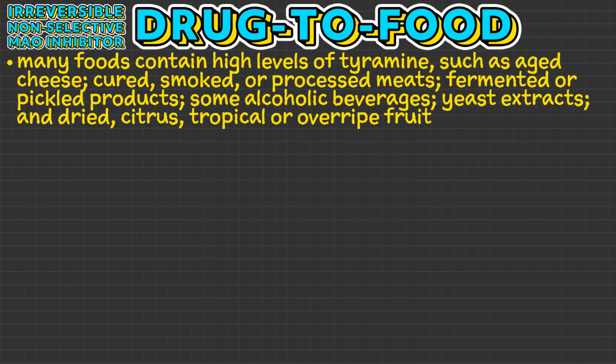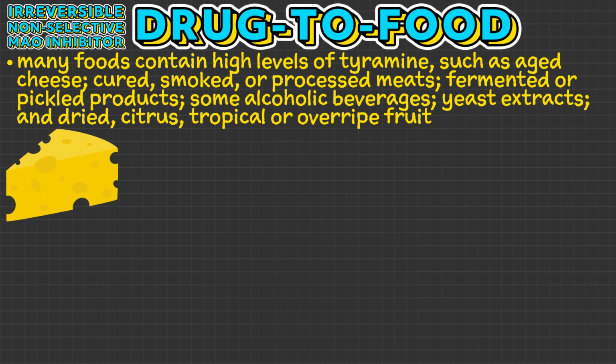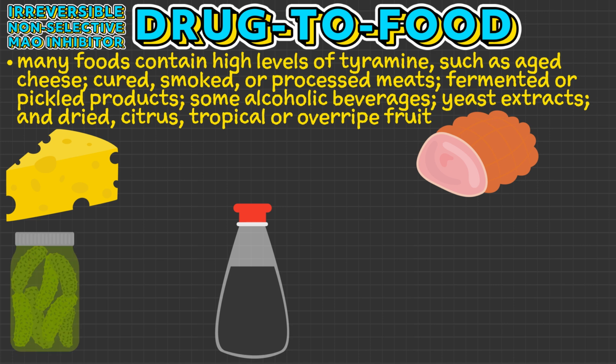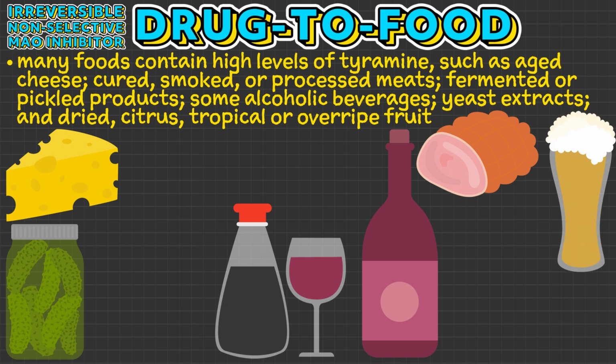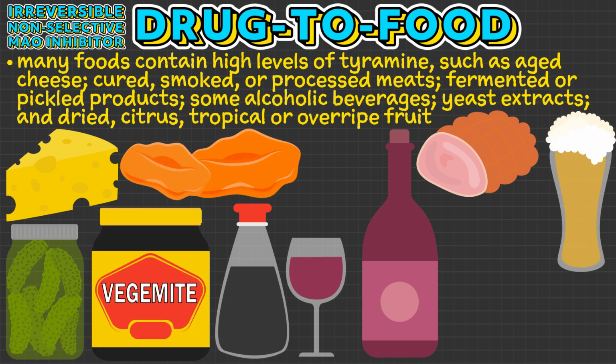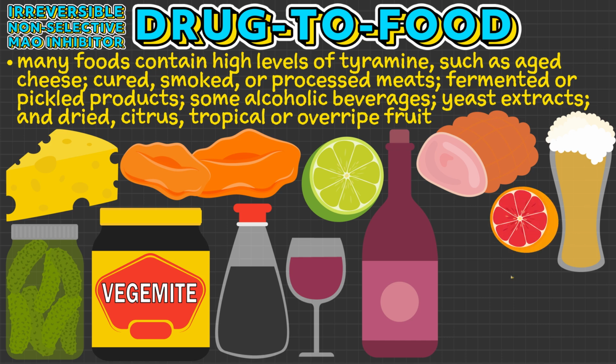Unfortunately, many foods contain high levels of tyramine, such as aged cheese, cured, smoked, or processed meats, such as ham, fermented or pickled products, such as soy sauce and pickled cucumbers, some alcoholic beverages, such as red wine and beer, yeast extracts, such as Vegemite, and dried, citrus, tropical, or overripe fruit.